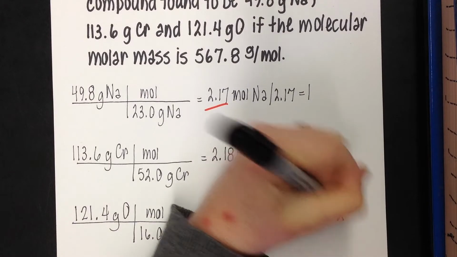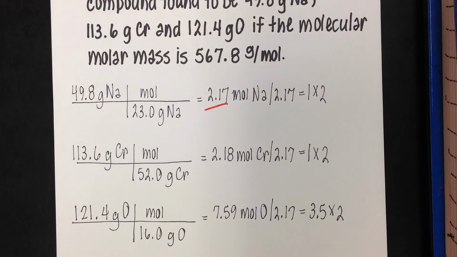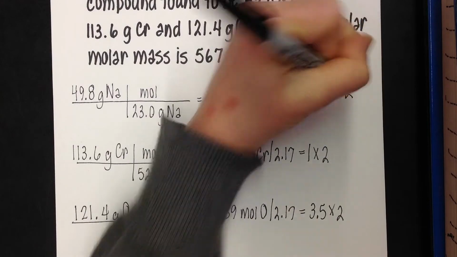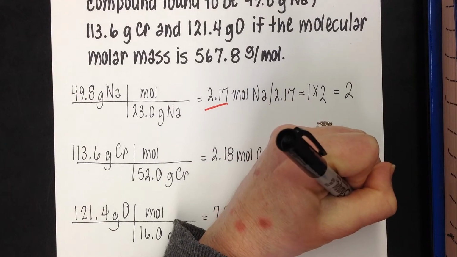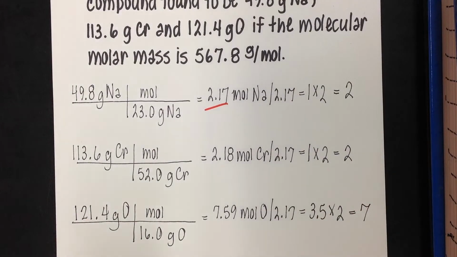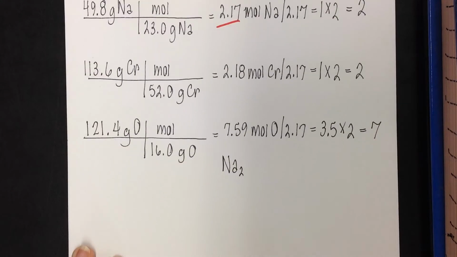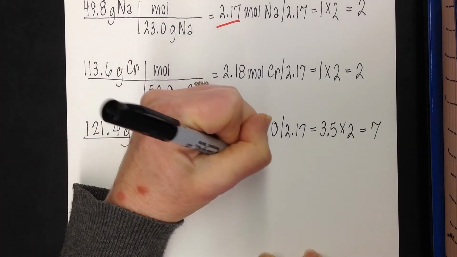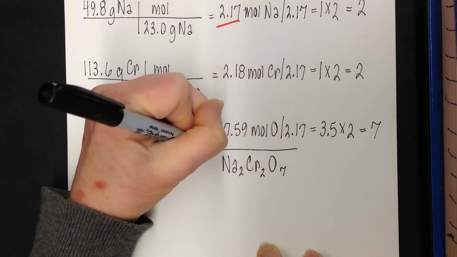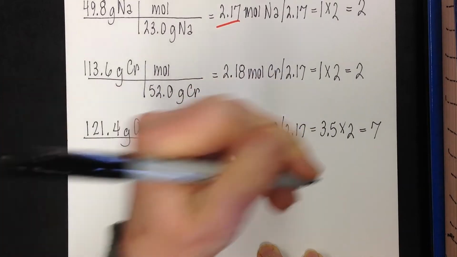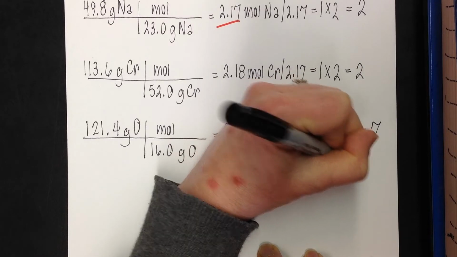But if you multiply one thing by 2, you have to multiply everything by 2 because you've got to keep the chemical formula proportional. So it's going to be 2 sodiums, 2 chromiums, and 7 oxygens. So my empirical formula is Na2Cr2O7. And some of you may recognize that as sodium dichromate. So this was my empirical formula. And because I've got a lot going on, I'm going to label that.